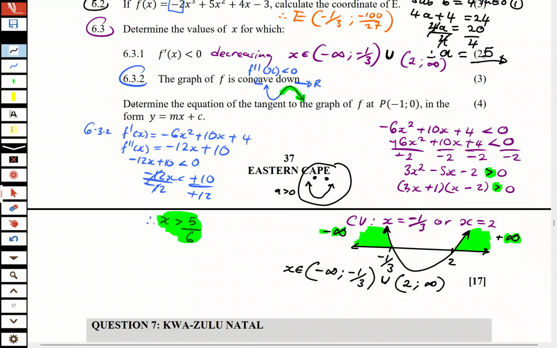So now, guys, this is the last question for question 6. Let's check. They say that we have to determine the equation of a tangent to the graph of f at P in the form y equals to.